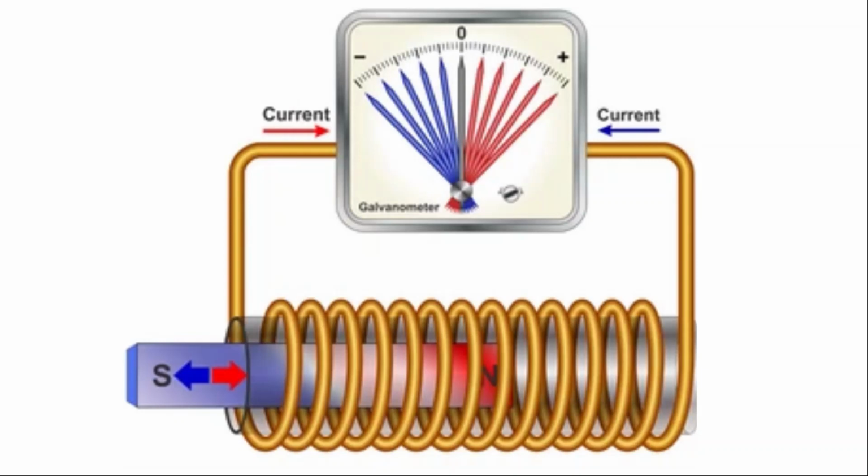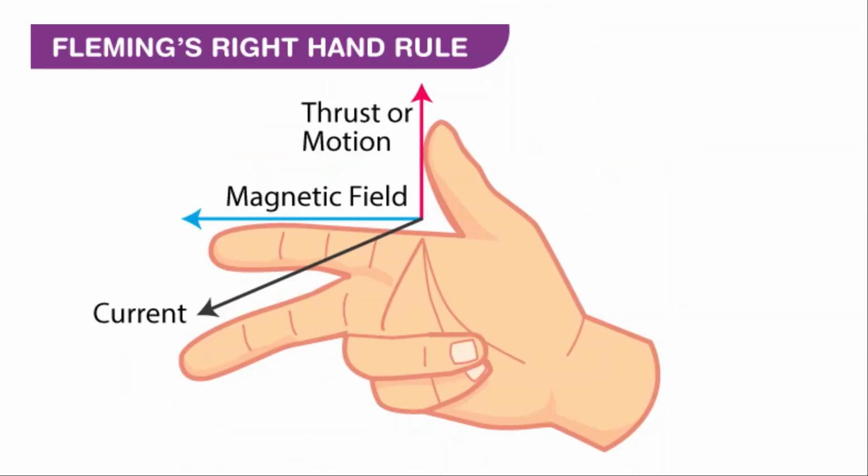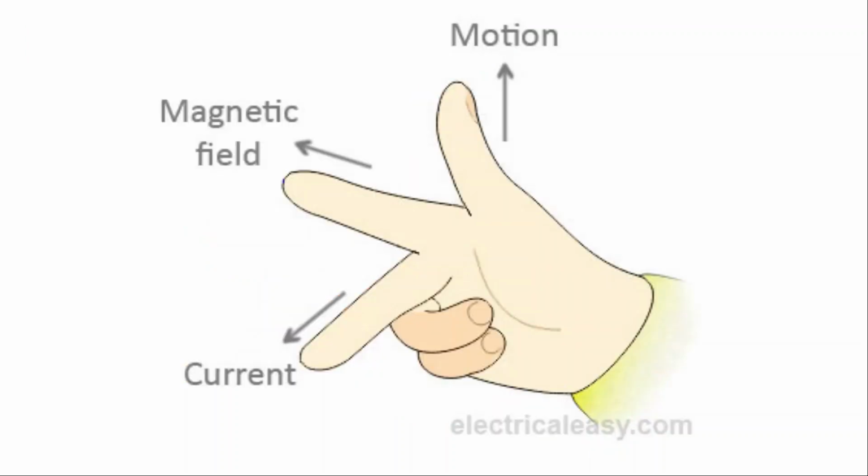Fleming's right-hand rule. According to Fleming's right-hand rule, the thumb, forefinger and middle finger of the right hand are stretched to be perpendicular to each other. If the thumb indicates the direction of movement of conductor, forefinger indicating the direction of magnetic field, then the middle finger indicates the direction of induced current.